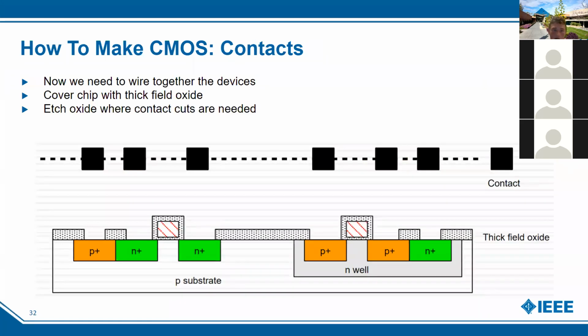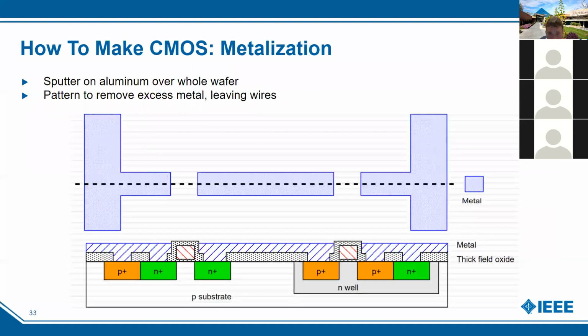And then now we need to wire together the devices: cover chip with thick oxide, etch oxide where contact cuts are needed. So we already developed the transistors. Now we need to create the contacts that we gave the fab house in our case. And so now we're putting on the contacts for this particular MOSFET. And then we add the metal to the CMOS design. And so this just pulls together our actual chip and whatever design that you give it. This is the process that they'll end up using. And I believe this is it. Yeah, so that is all of the actual presentation.